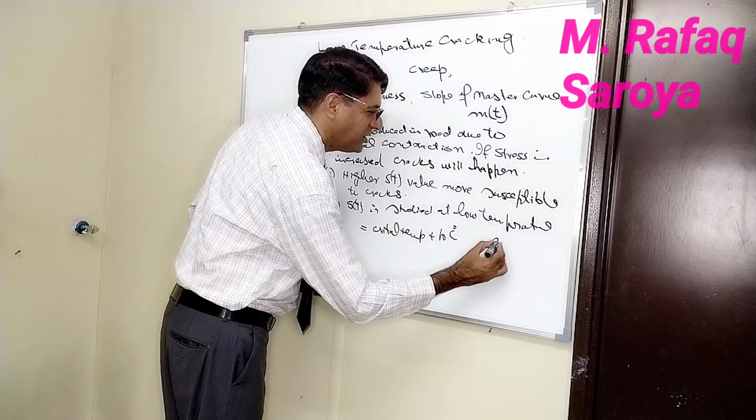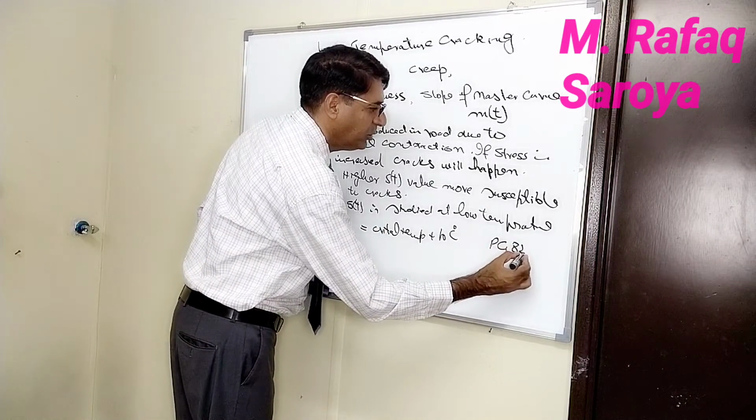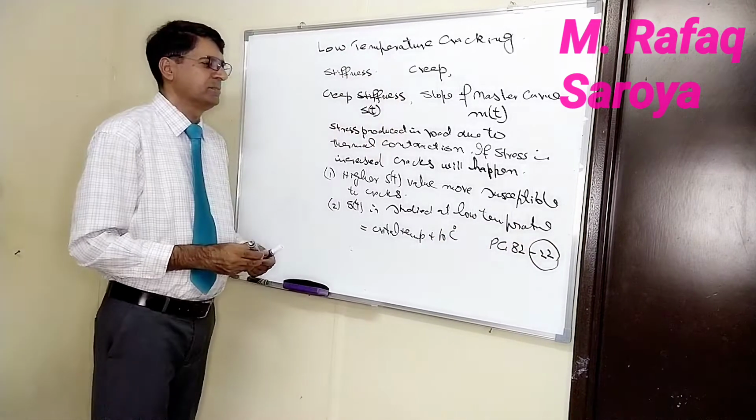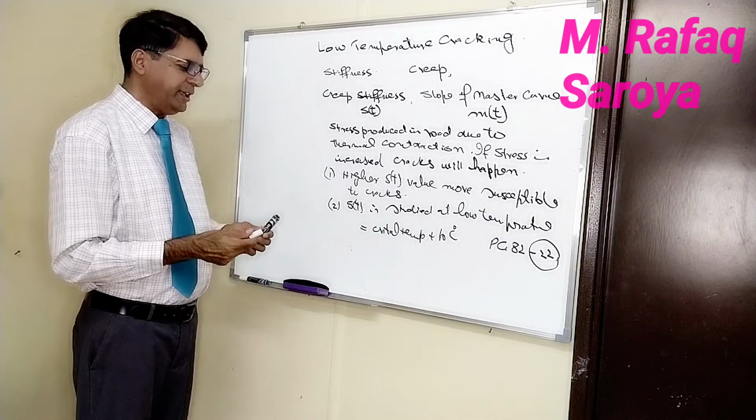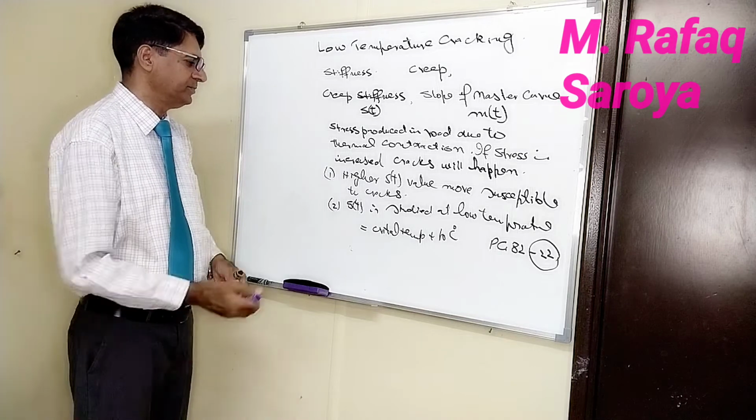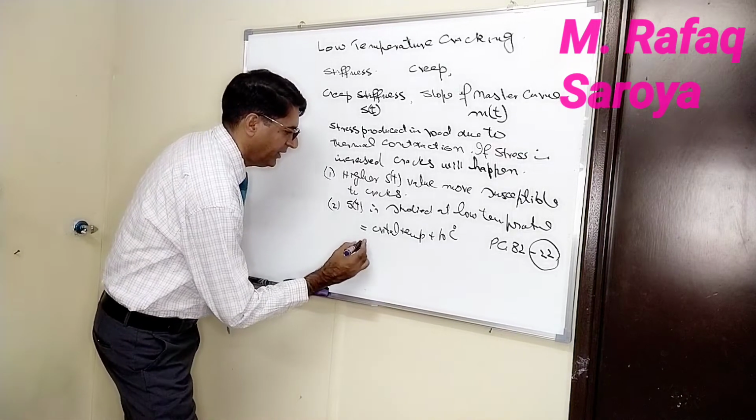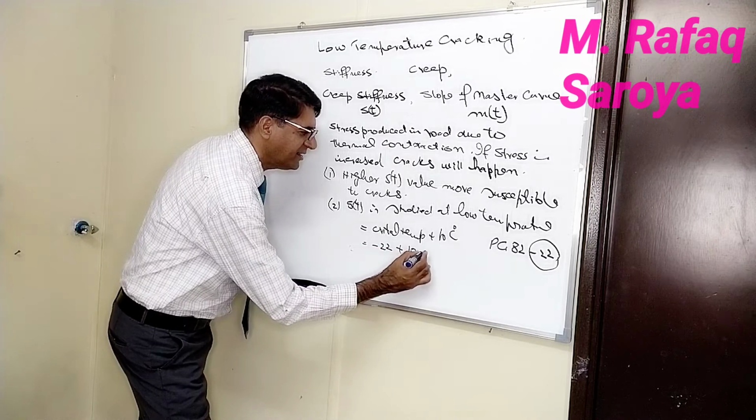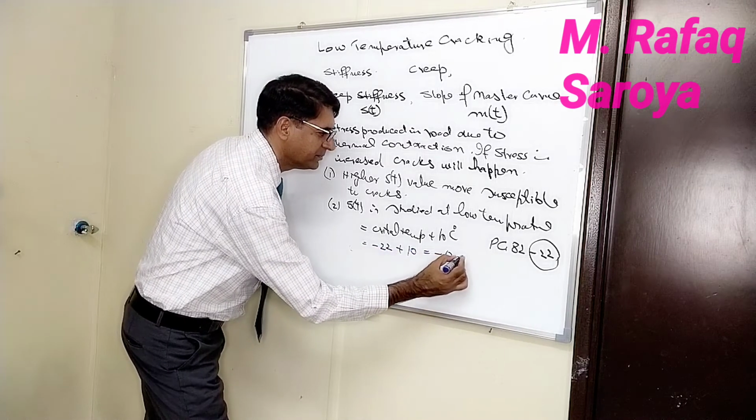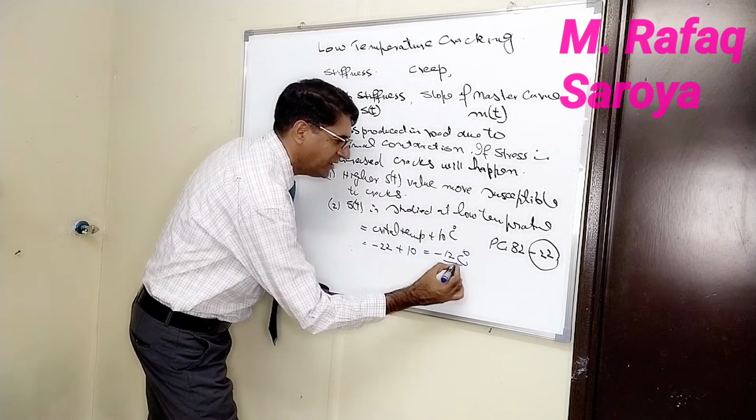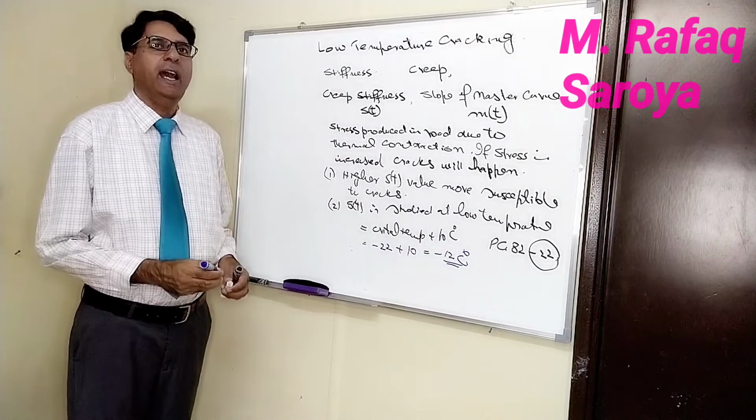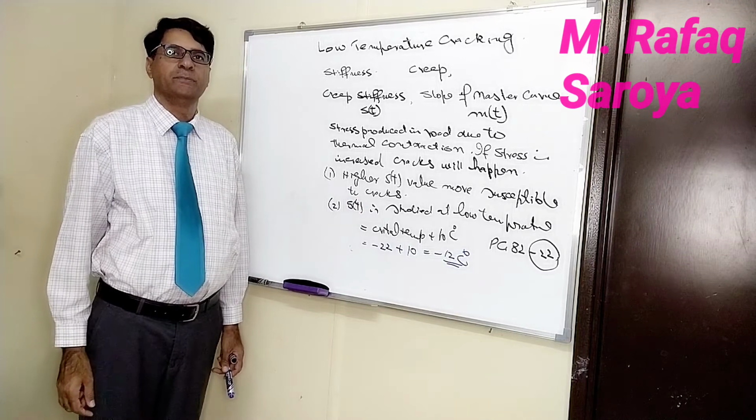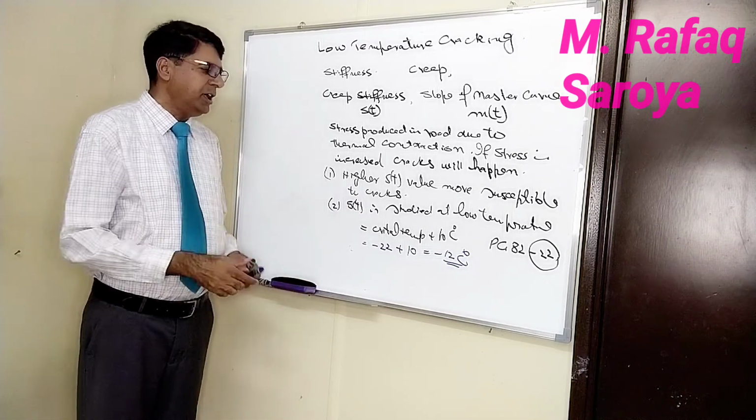You know, my binder is PG 82 and negative of 22. Here negative of 22 is critical. So here then I can write down negative of 22 plus 10 is equal to minus 12. So this is my important temperature at which I am going to study the value of ST. Clear?